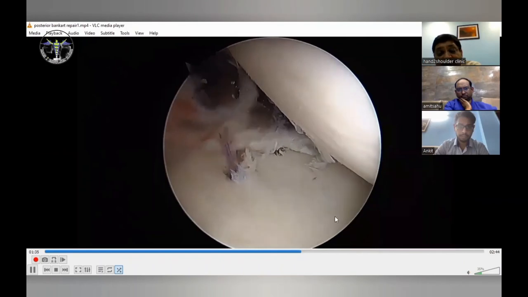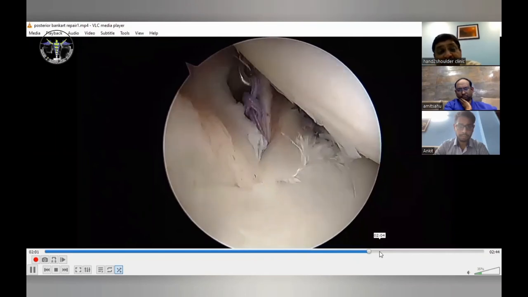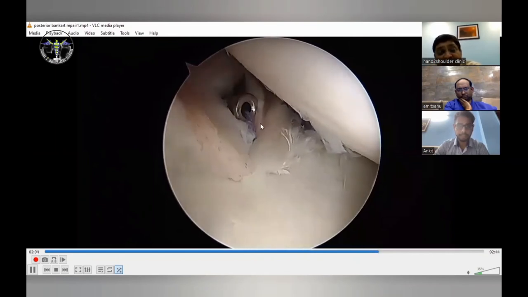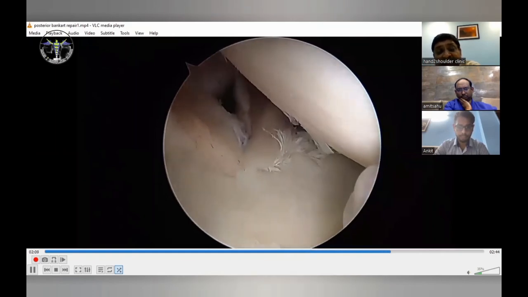So this is after. So this was separate, like you can see this. This is anchored completely to the glenoid, providing the stability.